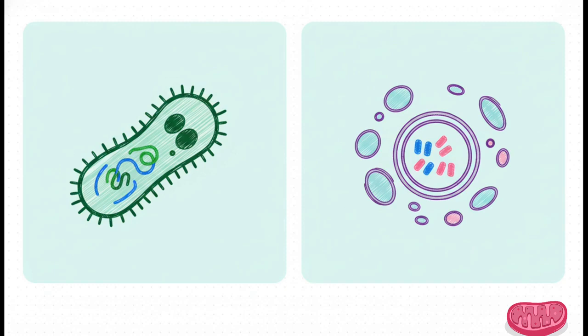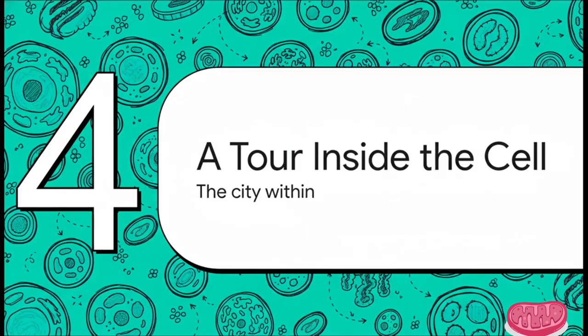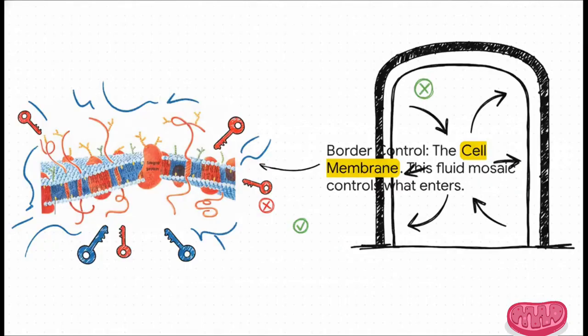It's a huge distinction. And you can really see that complexity here. Eukaryotic cells are like bustling miniature cities. They're packed with all these different internal compartments and specialized structures called organelles, and every single one has a very specific job to do. So, why don't we do just that? Let's take a tour. We're going to go inside one of these complex eukaryotic cells and really explore this bustling city within.